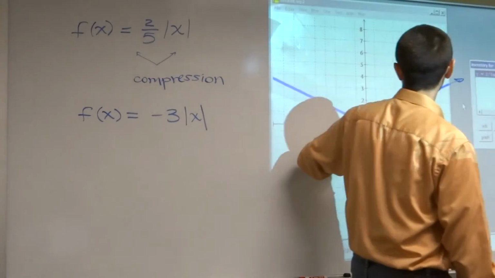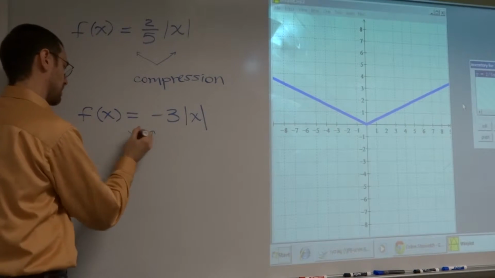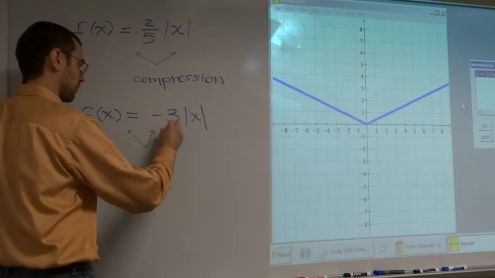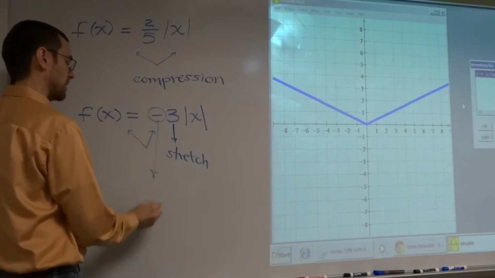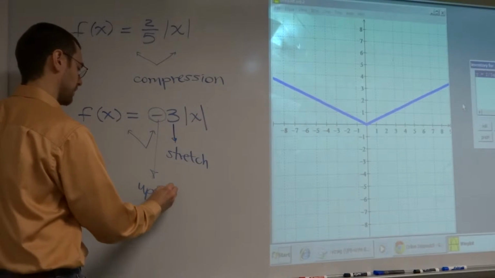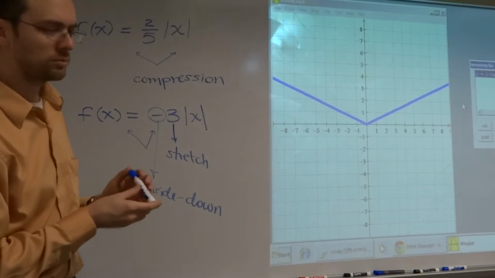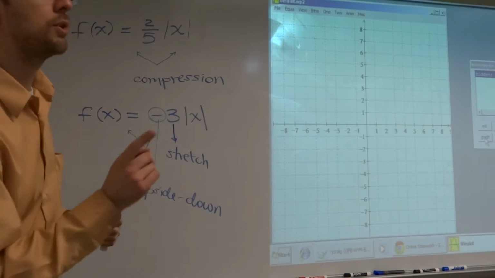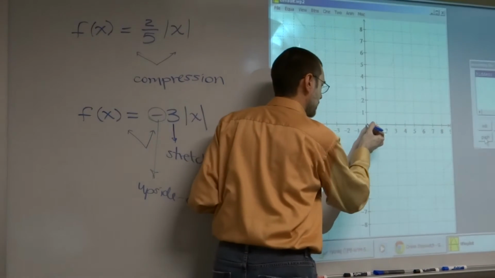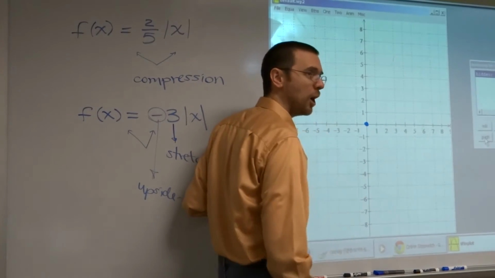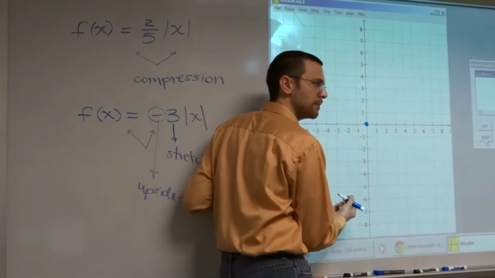Okay, so let's put all of that into our picture. We've got a V shape. The 3 tells me that we have a stretch, but the negative tells me I'm going to be upside down. Where's your vertex though? You have to know where you start. It's still at the origin, 0, 0, but now I'm going down, so it's going to be opening down like this.